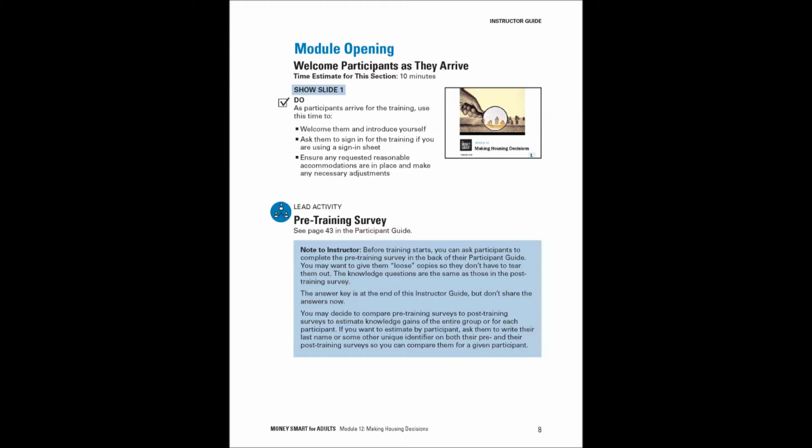The pre-training survey. You can ask participants to complete the pre-training survey in the back of their participant guide, and you may want to give them loose copies so they don't have to tear them out. The knowledge questions are the same as those in the post-training survey, and the answer key is at the end of this instructor guide, but you're not going to share the answers now. You're just going to give them an opportunity to do that.